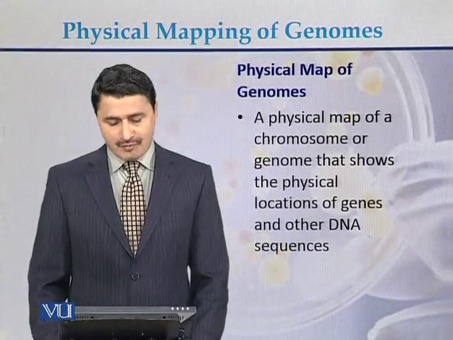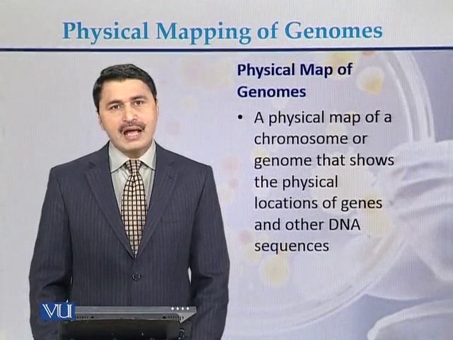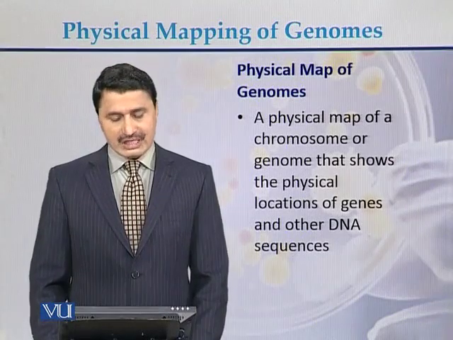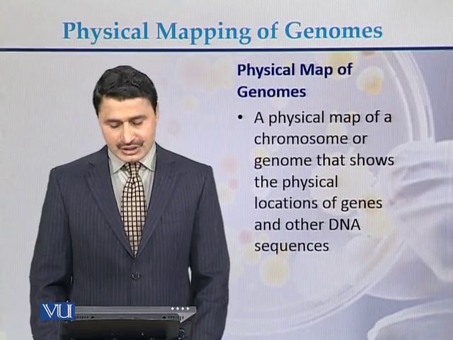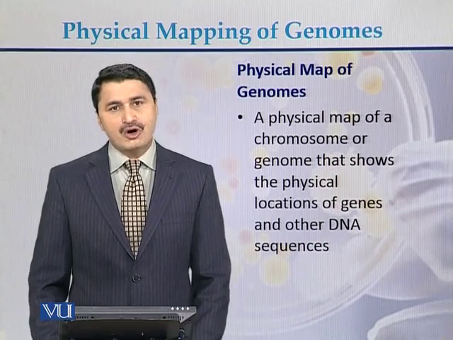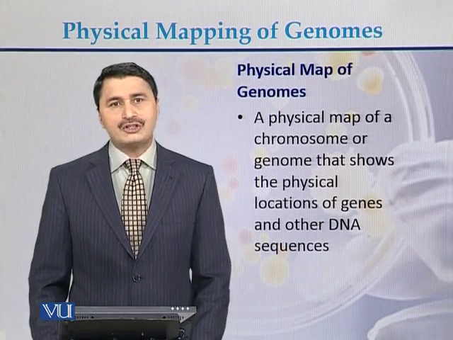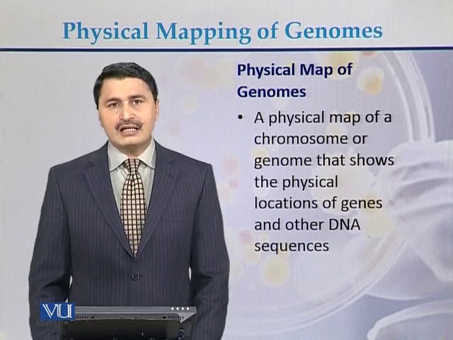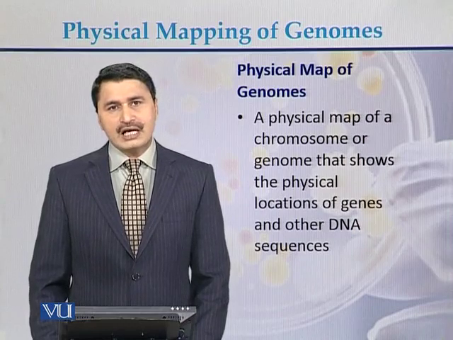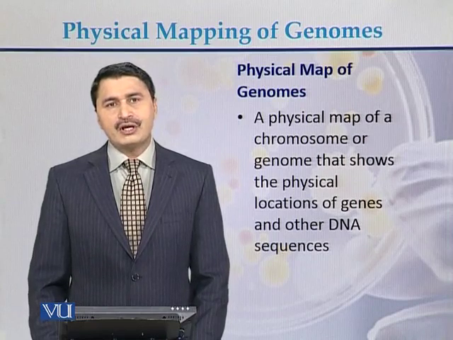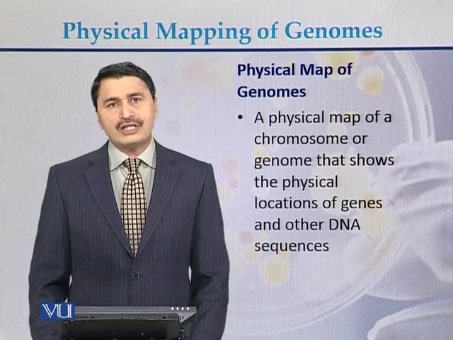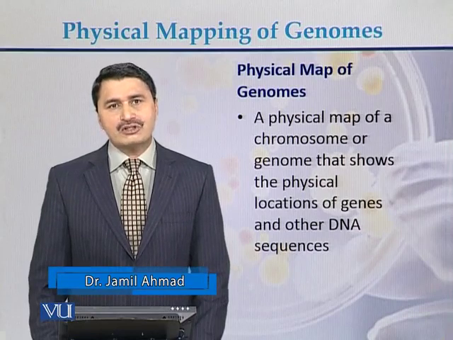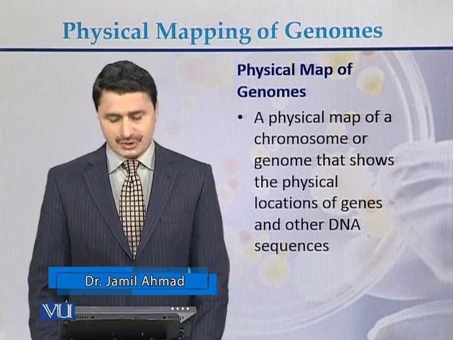A physical map of a chromosome or a physical map of a genome is such a map that shows the physical location of the genes and other DNA sequences on the chromosomes or on the genome. So if we define what physical mapping of the genomes is, a physical map is such a map in which we can map the physical locations of the gene or the sequence of the DNA on the genomes.